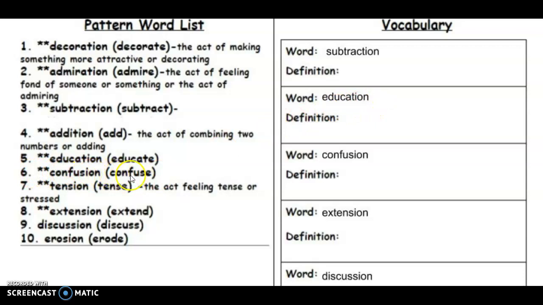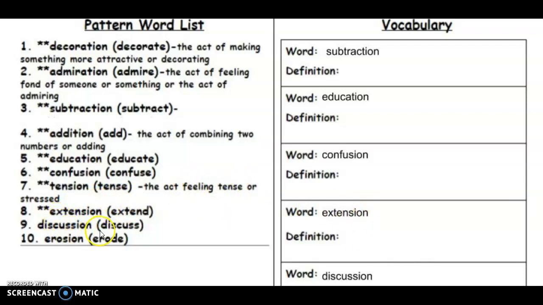6, confusion. Confuse is the base word. Here you will give me the definition. 7, tension. Tense is the base word. The act of feeling tense or stressed. 8, extension. Extend is the base word that our suffix was added to. And here you will give me the definition.